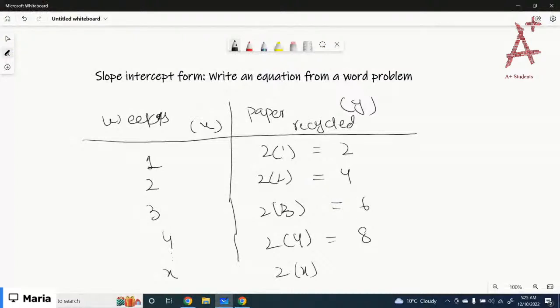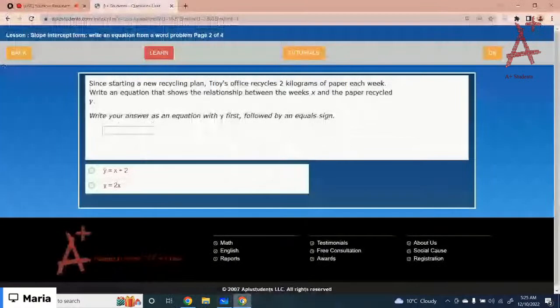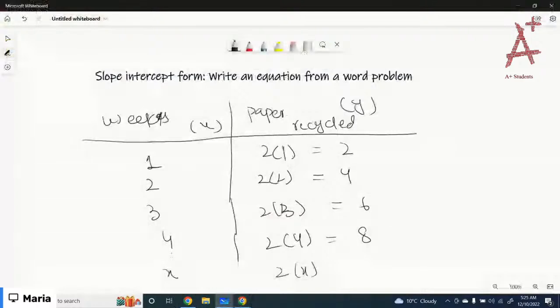The office recycles 2 kilograms of paper each week. So for the first week, it is 2 times 1, 2. For the second week, it would be 2 times 2, 4. For the third week, and if it goes to x, it would be 2x. So the correct option for this one is y equals 2x. Just select the correct option and move on to the next question.